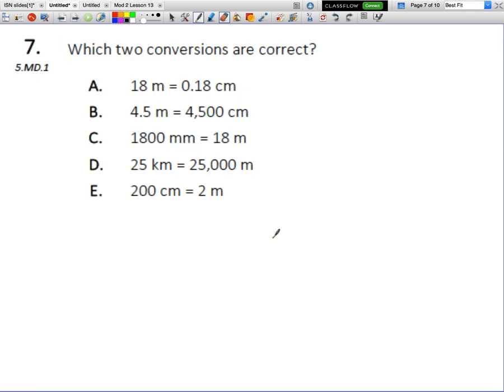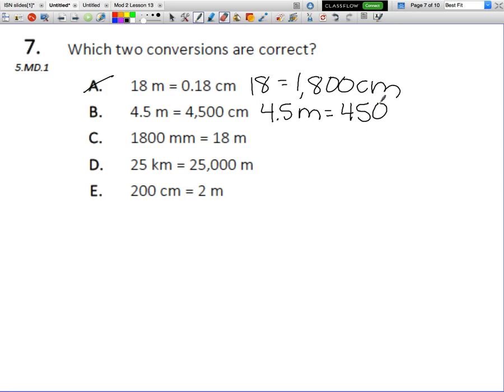All right, number 7. Which two conversions are correct? 18 meters equals 18 hundredths of a centimeter. 18 meters actually equals 1,800 centimeters. So that one won't work. 4.5 meters equals 4,500 centimeters. 4.5 meters actually equals 450 centimeters. So that one won't work. You're multiplying by 100 on both of those.